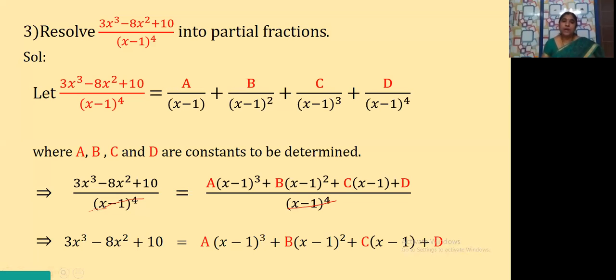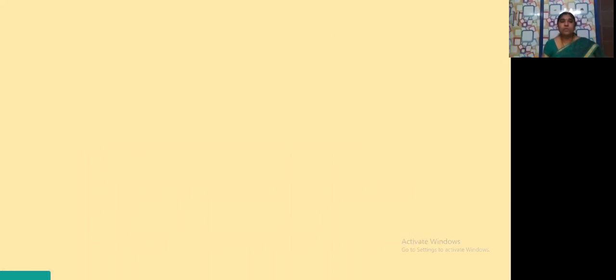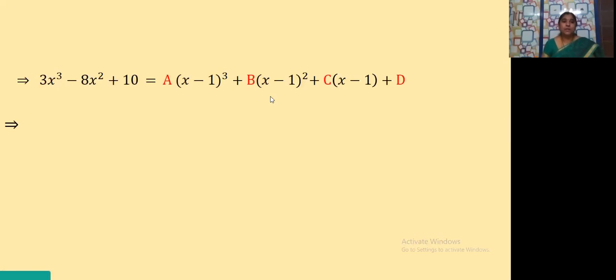So here again, what are you going to do, children? Here only one linear factor is there and the constants are 4, so sufficient linear factors are not available. So what we do here is the second method, that is the equating the coefficients method. Let us see. So this is our equation, children: 3x cube minus 8x square plus 10 is equal to A into, this is in the form of (a minus b) whole cube.